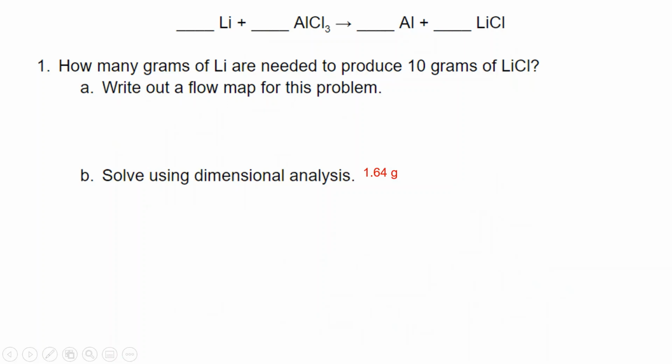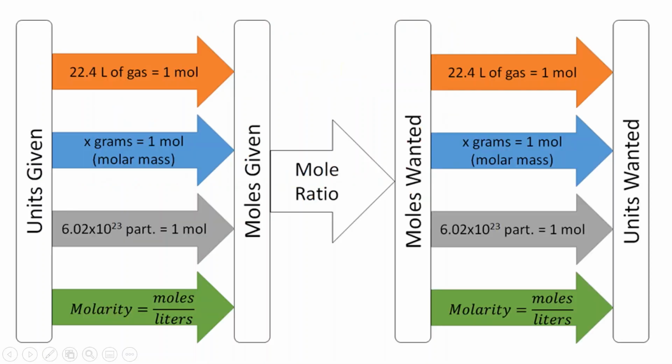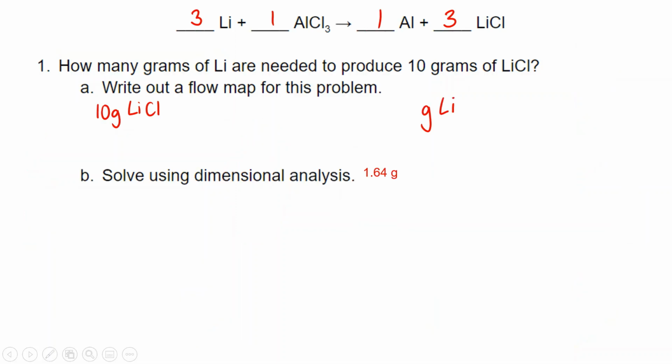So let's take a look at this question here. First, I'm going to go ahead and make sure my equation is balanced. And we need to think about how we're going to solve this problem. So I want to know how many grams of lithium are needed to produce 10 grams of lithium chloride. So going back to our stoichiometry roadmap here, we're going to need to take those grams and convert them into moles. So that will be our first step, convert this into moles.